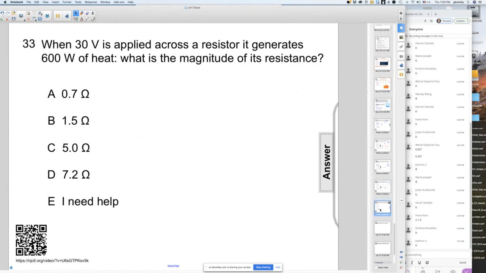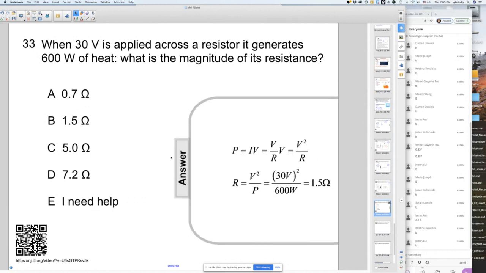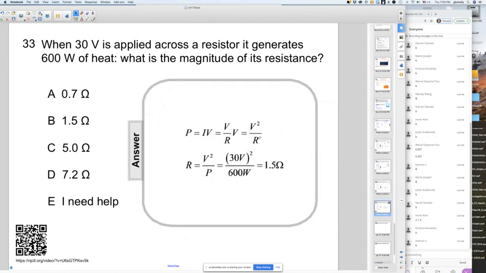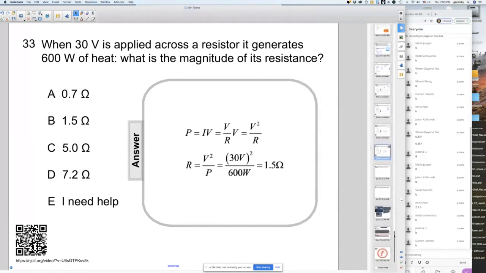And finally, the last problem, I squared R. 30 volts is applied across a resistor, and it generates 600 watts of heat. Let me turn down this. Got the sound too loud. And so the equation you're going to use here is going to be V squared over R, and you get 1.5 ohms to answer this question.